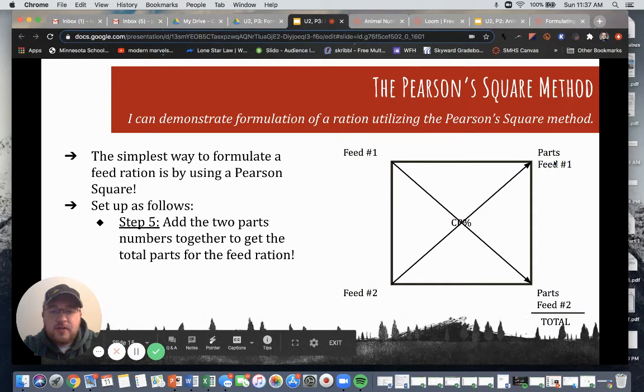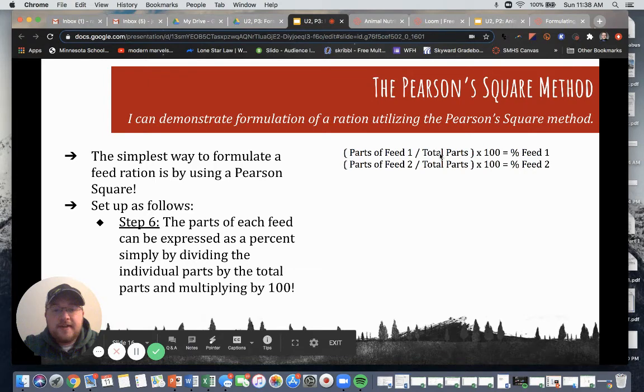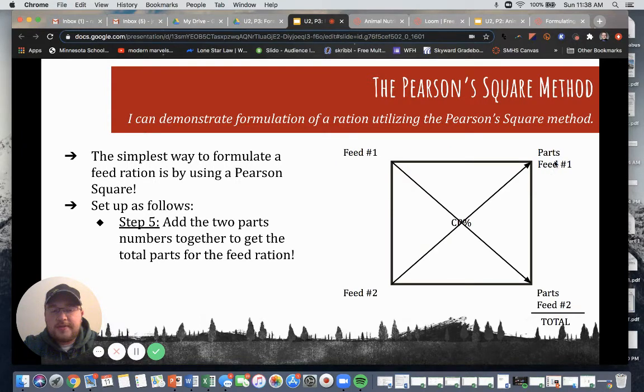So you add the parts of feed 1 and the parts of feed 2 to get your total. Step number 6 is the parts of each feed can be expressed as a percent simply by dividing the individual parts by the total parts and multiplying by 100. So we take the parts of feed 1 divided by the total parts times 100, and that's the percent of feed 1 that we need. Take the parts of feed 2 divided by the total parts times 100, and that's the percent of feed 2 that we need. So again, we can collect this information from our Pearson square.